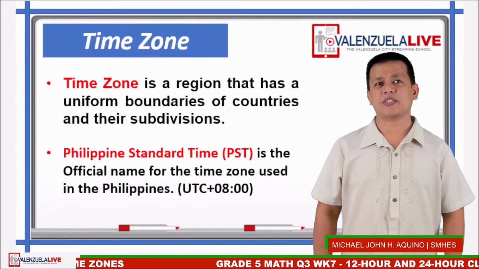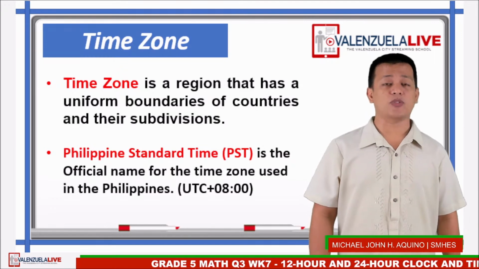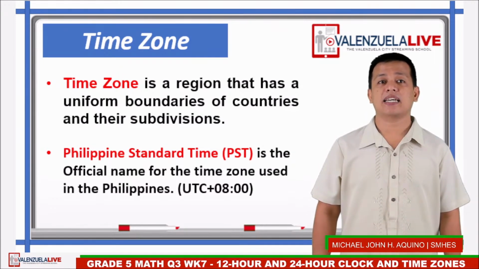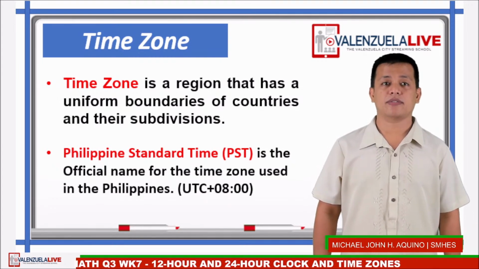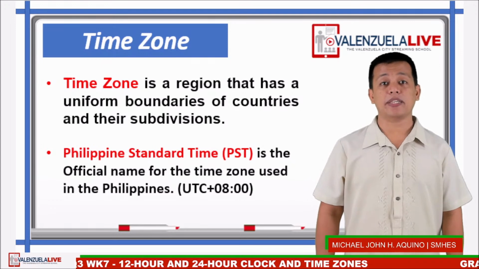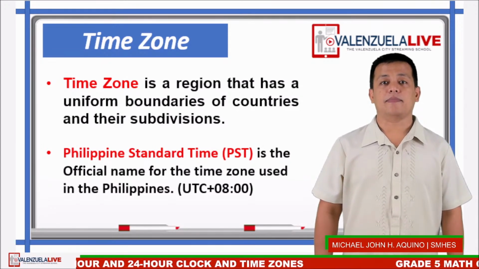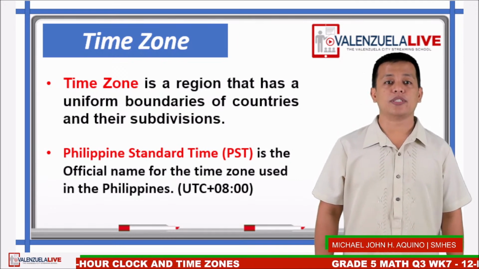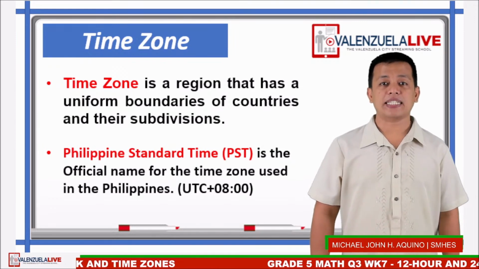I'll be discussing to you about time zone. So first, let's define what is time zone. A time zone is a region that has uniform boundaries of countries and their subdivisions. We also have the Philippine Standard Time or PST. It is the official name of the time zone used in the Philippines. So UTC plus 8.